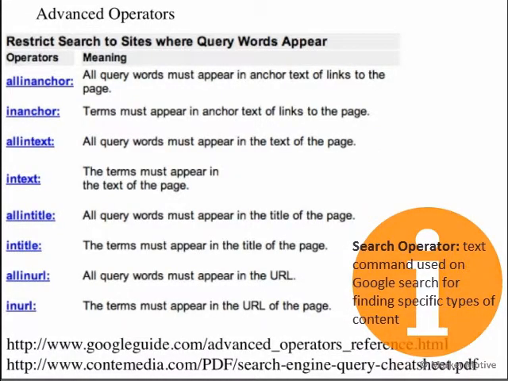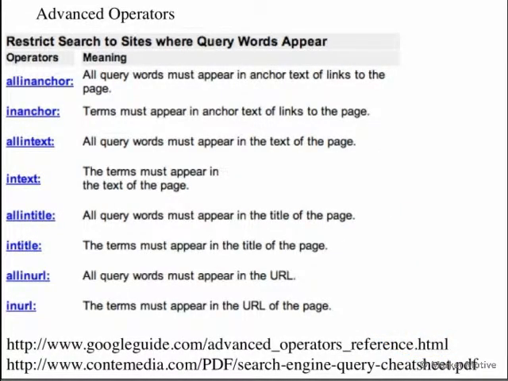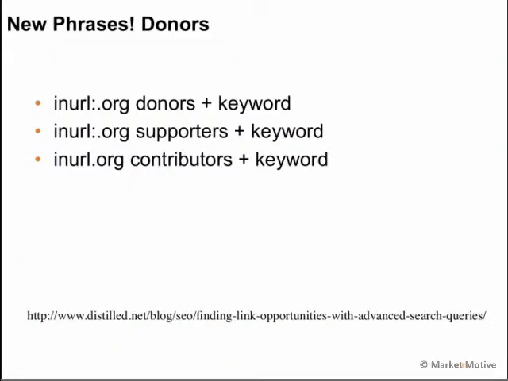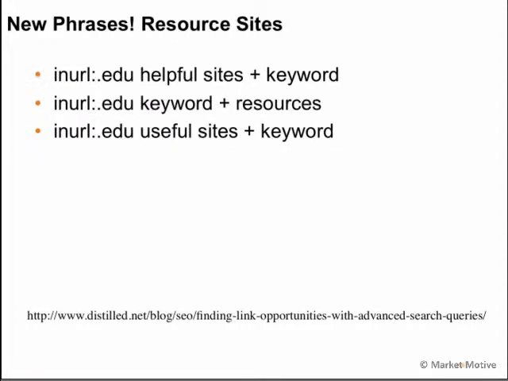So here's some of those operators, all in text, all in title. And then here's how we start using those. We're looking for donors keywords. This is a great list from Distilled. inurl .org plus donors plus wine plus fishing, or whatever your keywords are. This is where you combine those to find the types of links that we're looking for. We're looking for donor links, or we're looking for resource links. And these are the ways that we're going to find those. Really great opportunities for finding the types of link prospects that we're looking for.